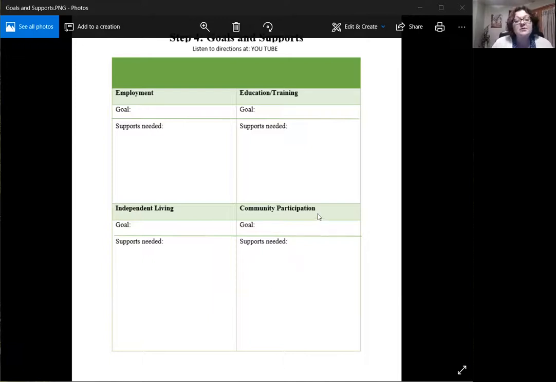And the reason that community participation was added is I want students to really think about that. Students need to have that social element. They need to have that community participation. And sometimes when it's lumped into independent living, we don't think about that piece separately. So really think about the community participation. Do they want to be an active citizen? Do they want to vote?